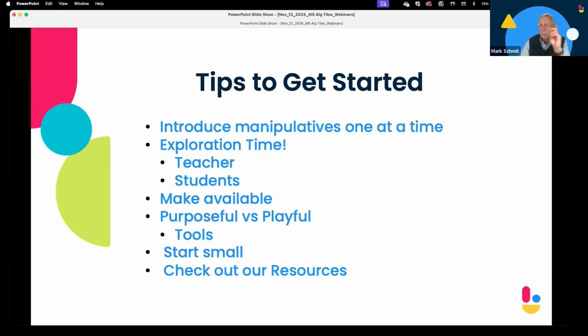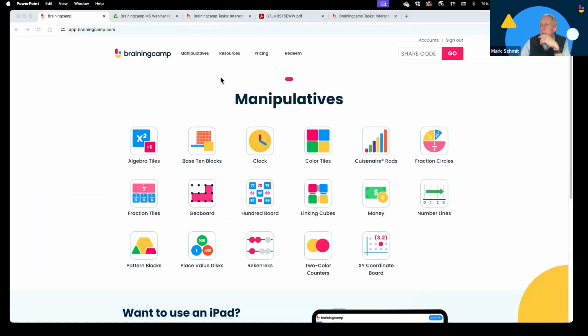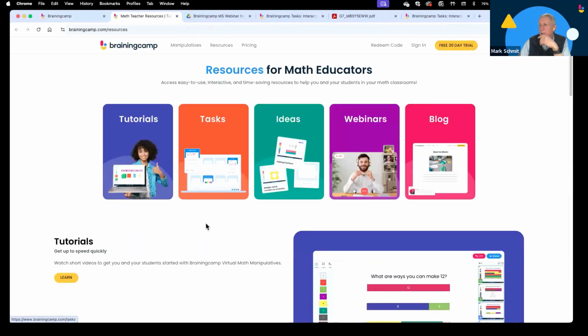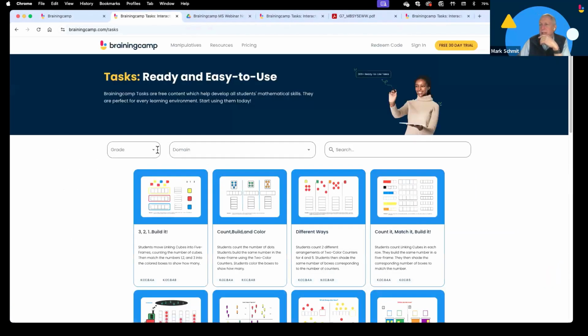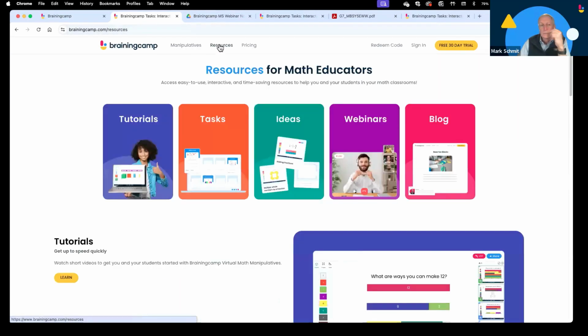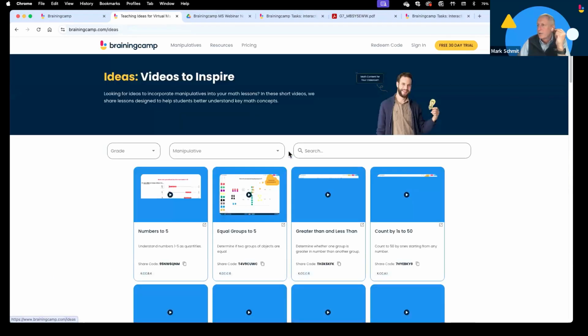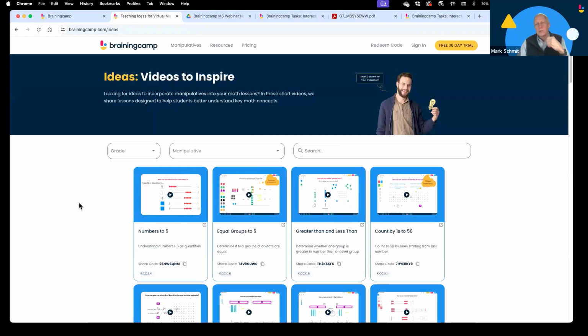And please feel free to check out our resources. Up here I click resources. Not only do we have these tasks that are grades K through 8, but we also have, thank you, Kara, we also have, these are new, some ideas videos, because we wanted to give folks a start for working with manipulatives.